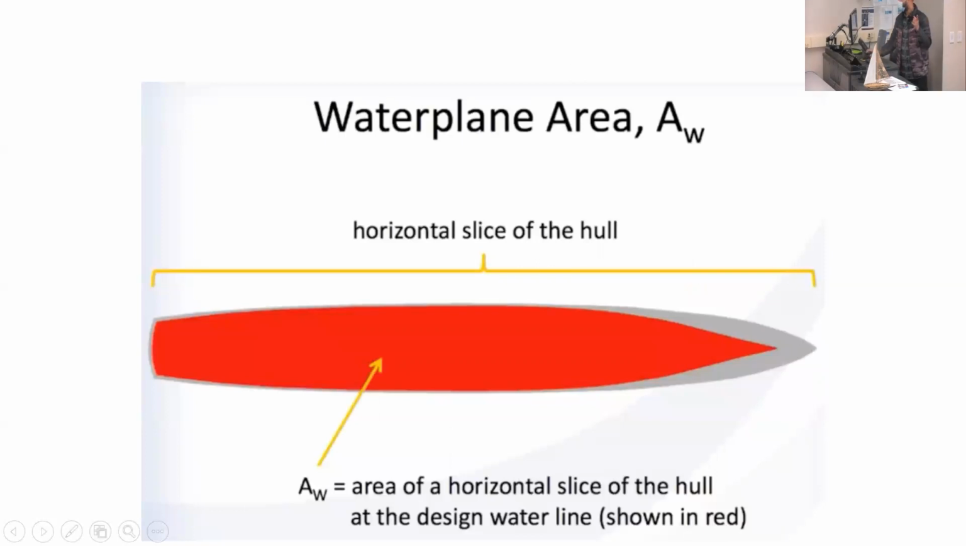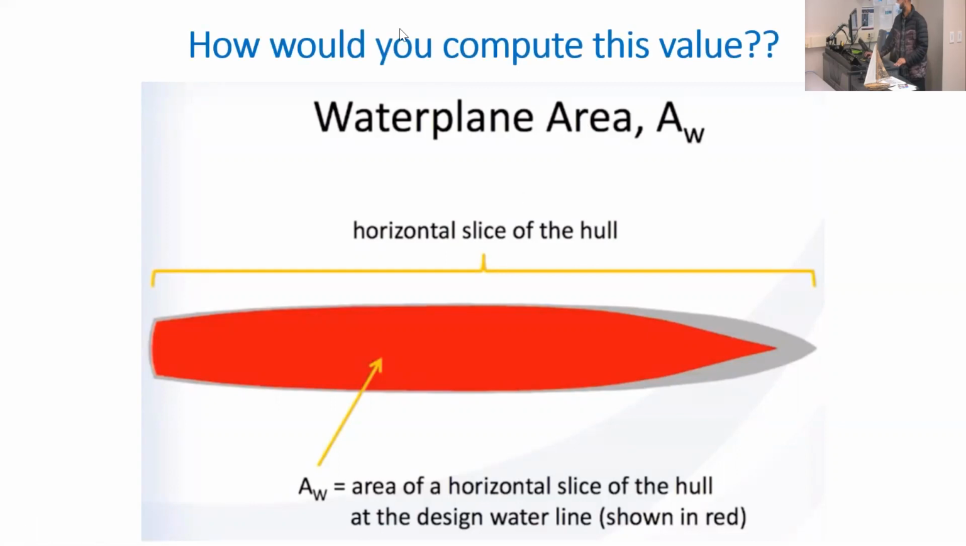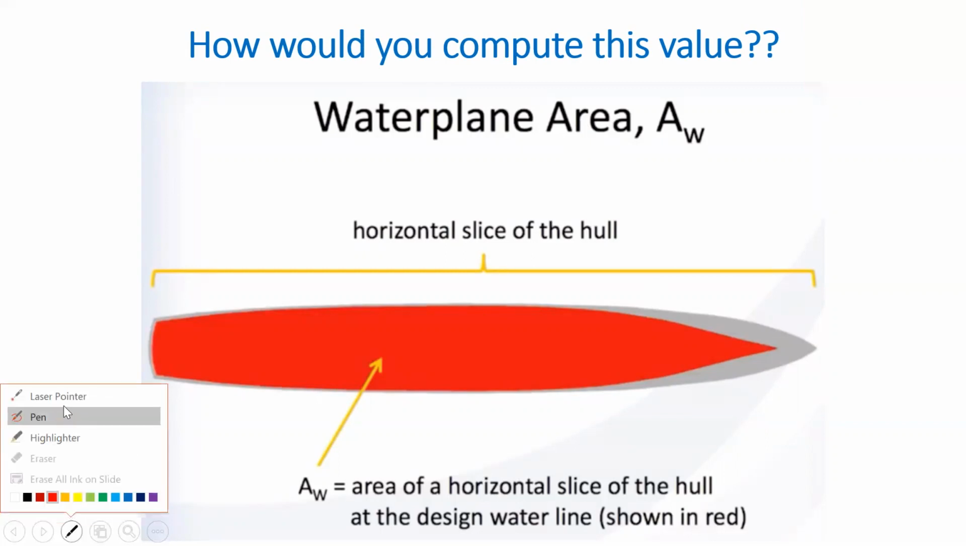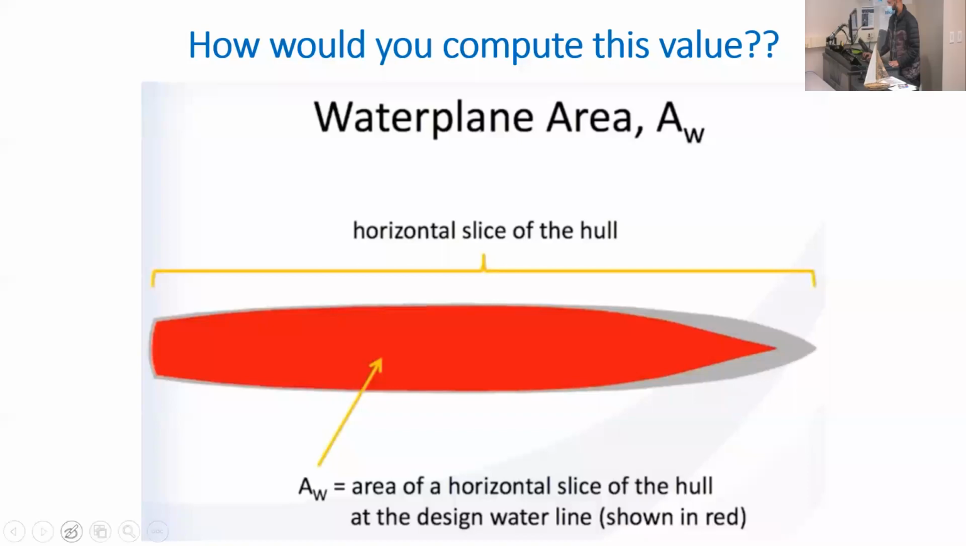This is one of the most important things we'll use, water plane area. Depending on where the waterline is, this shaded area in red will keep changing. And the value of that, AW, determines a lot of different things, most importantly, stability of the hull. Okay. How would you compute this? How would you compute the area shown in red here? You would integrate again. You would integrate numerically.